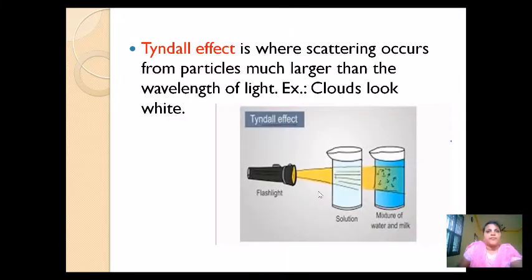The second type of scattering is the Tyndall effect. Here, the scattering occurs from particles which are very much bigger when compared to the wavelength of light we use for irradiation.